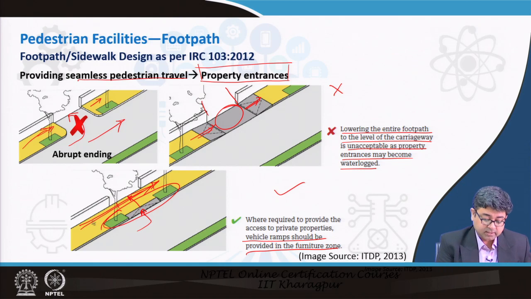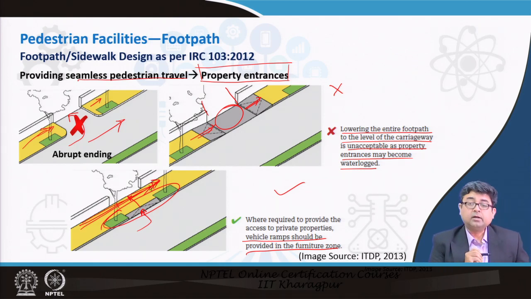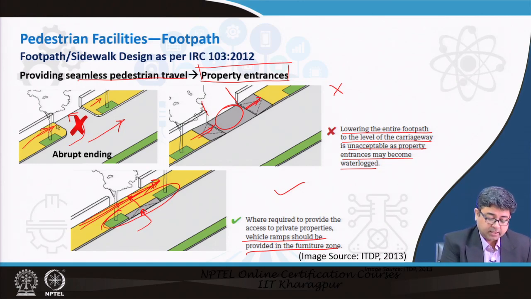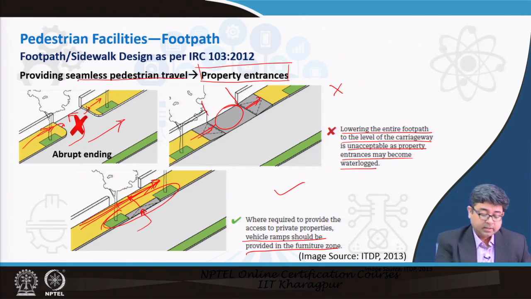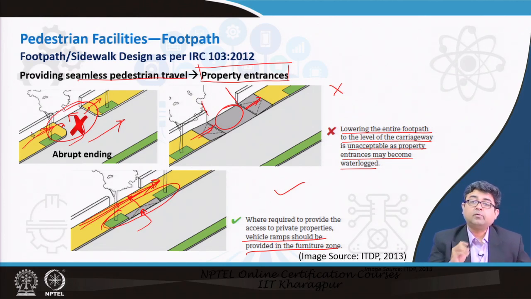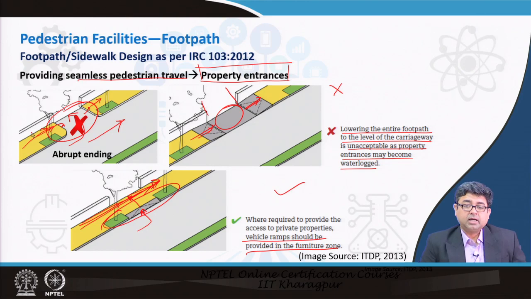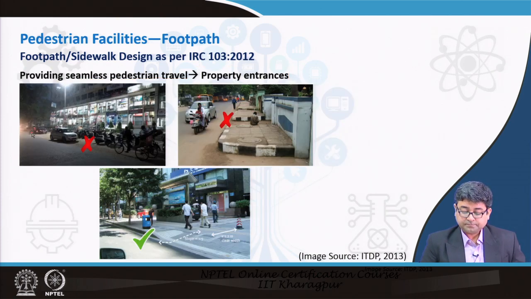So, this provides a seamless walking platform for the pedestrians, rather than having them get off here, then get up here and do all kinds of things. So, you have to always keep in mind, property entrances, we want to provide vehicular access, but we want to provide vehicular access not at the cost of the pedestrians walking alongside on the sidewalks. We have to consider both the pedestrians as well as the vehicles while we are designing for property entrances.